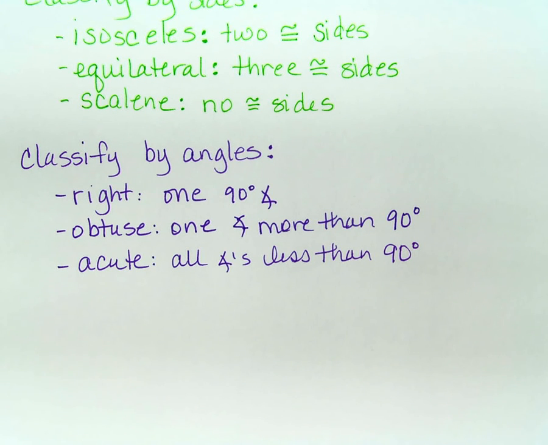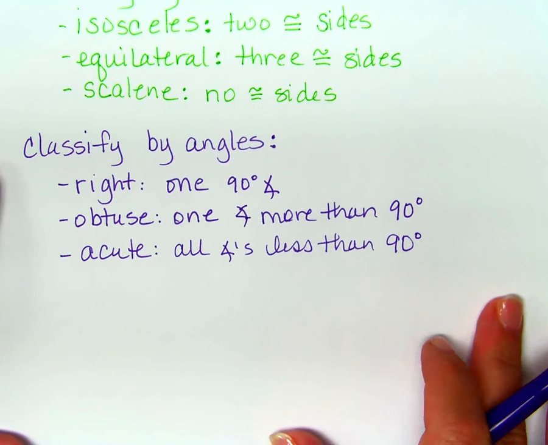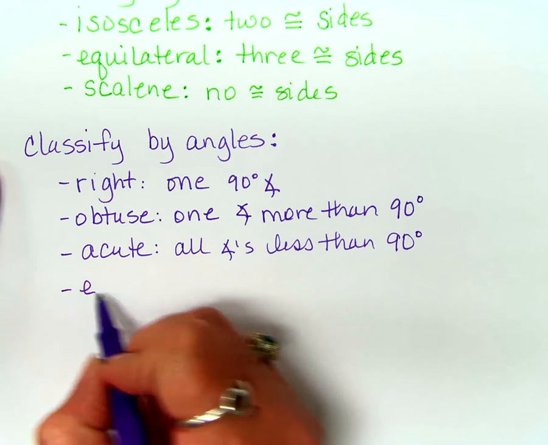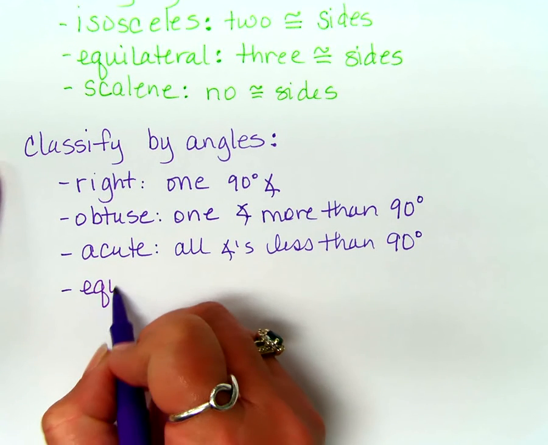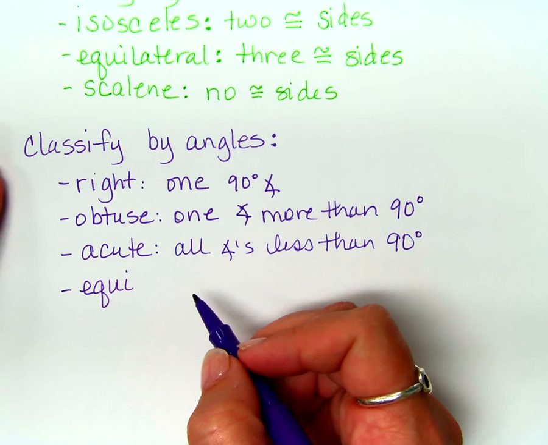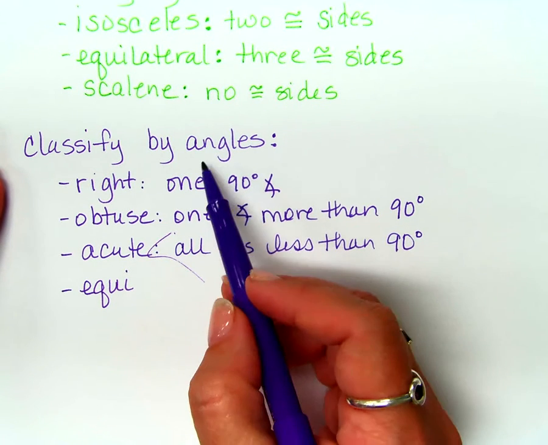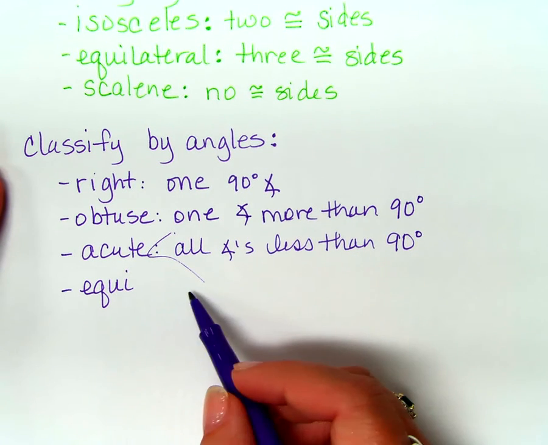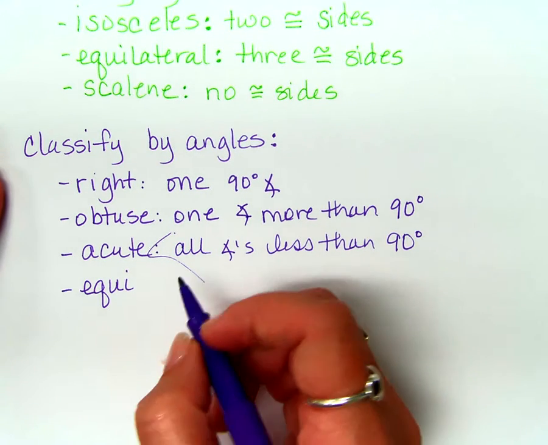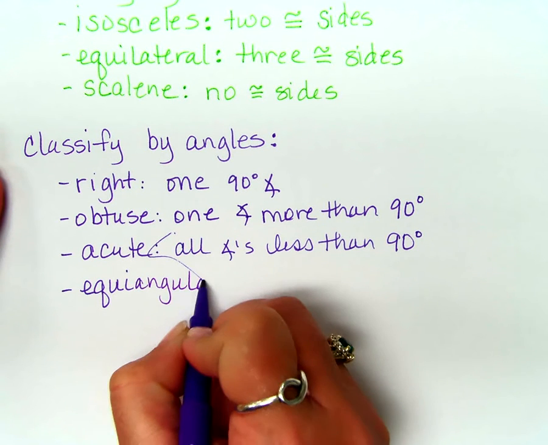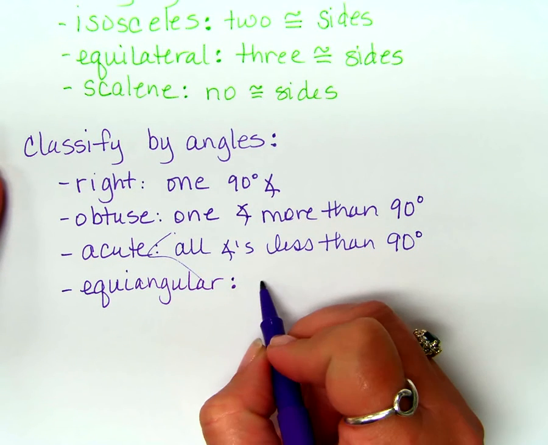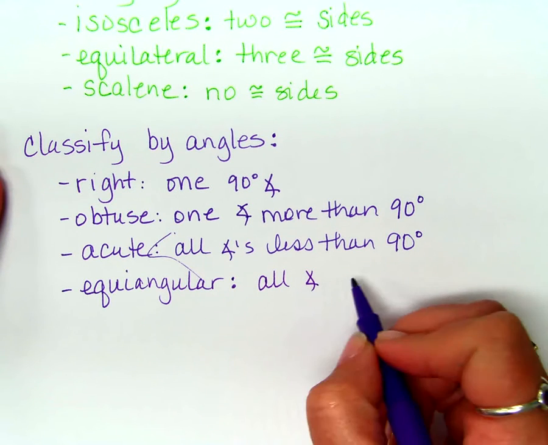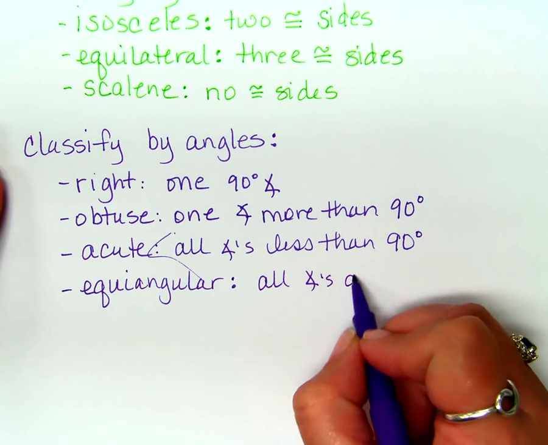There's one more type of triangle that we can classify by their angle. Equal what? How are we classifying it? They're all the same. By their angles, so this is called an equiangular. That sounds so weird. All angles are what? Equal.